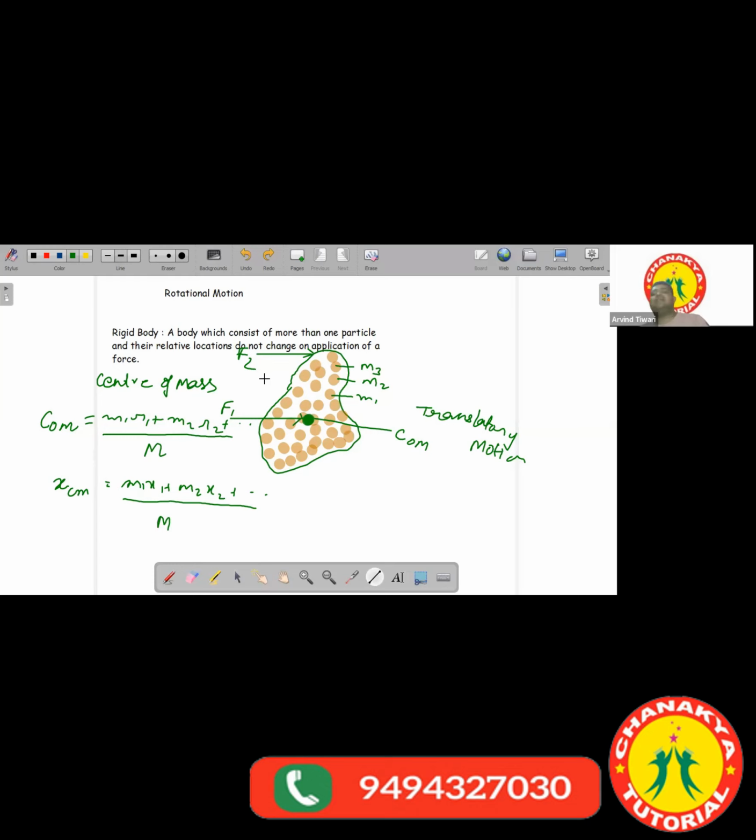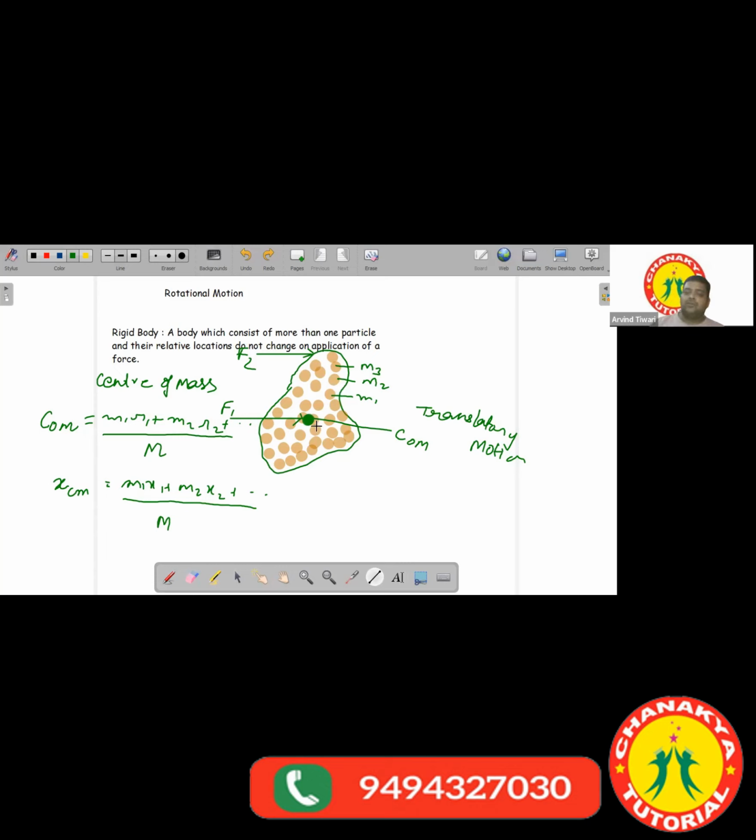Yes, we can create rotational motion even by hitting at the center of mass, but at that time there should be a pivot point. That means it should be pivoted at any point, either here, here, or anywhere. So see, for a rigid body, the point of application of force is important. The point of application of force will create a rotational motion.